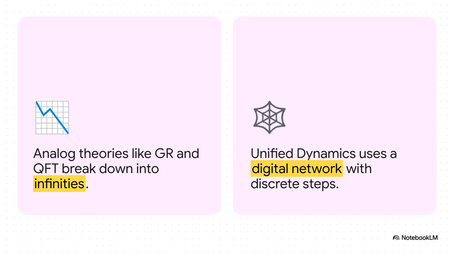Unified dynamics completely discards this idea of a continuous spacetime. Instead, it proposes a strict, digital, pixelated network. It uses what's called a discrete kinematic grammar, meaning reality is built out of countable, strict mathematical steps, rather than just a smooth, undivided void.